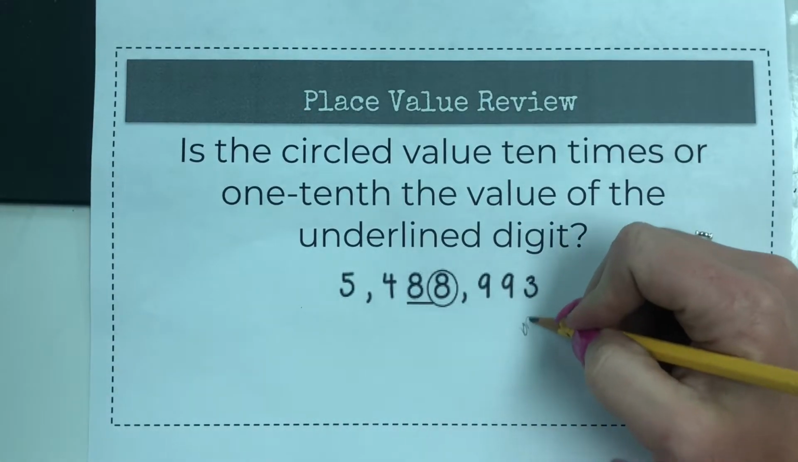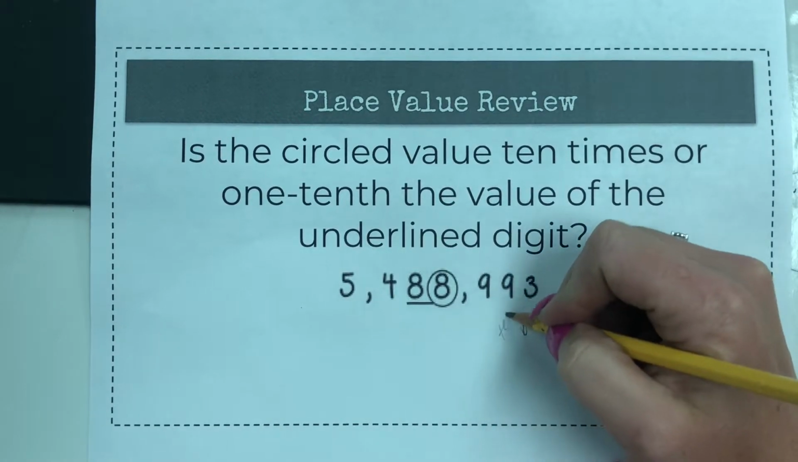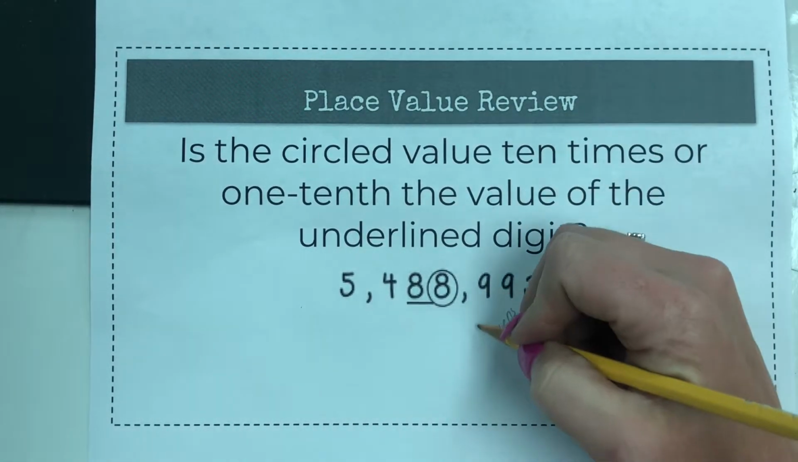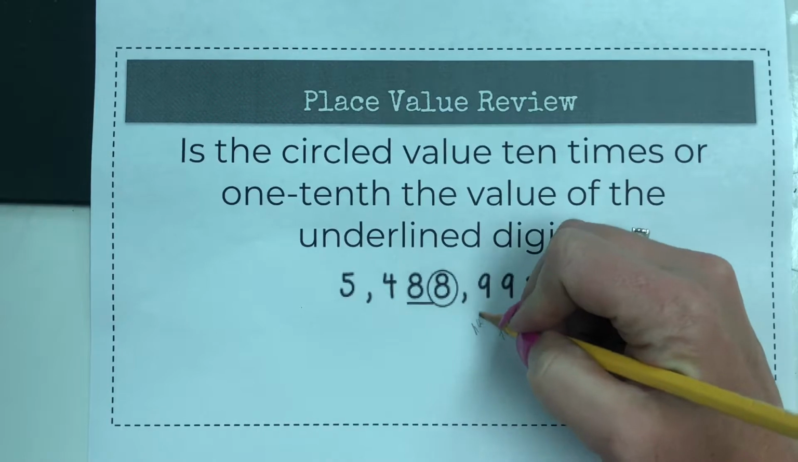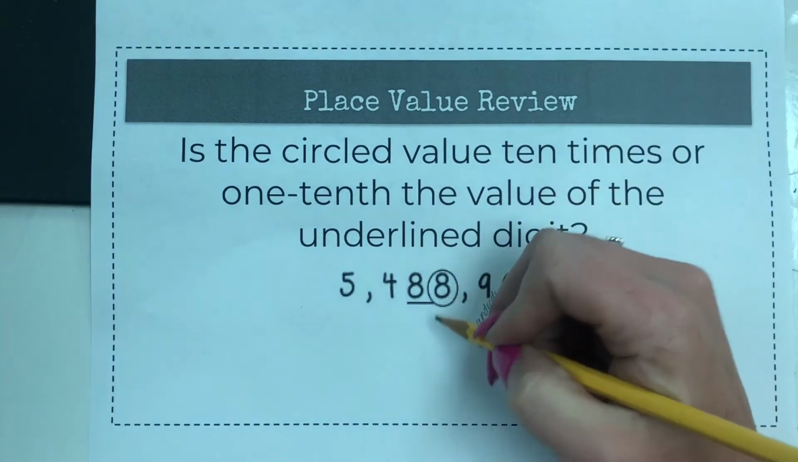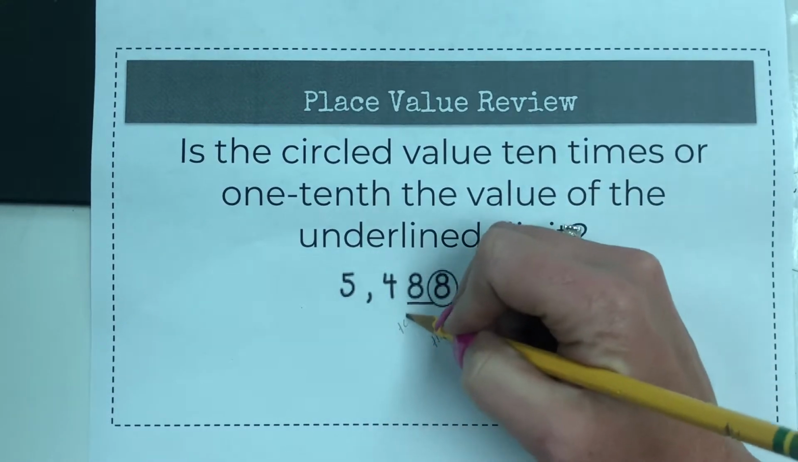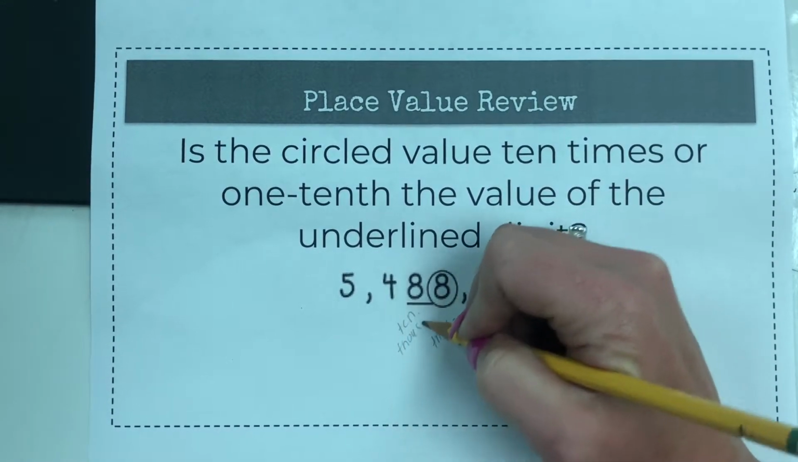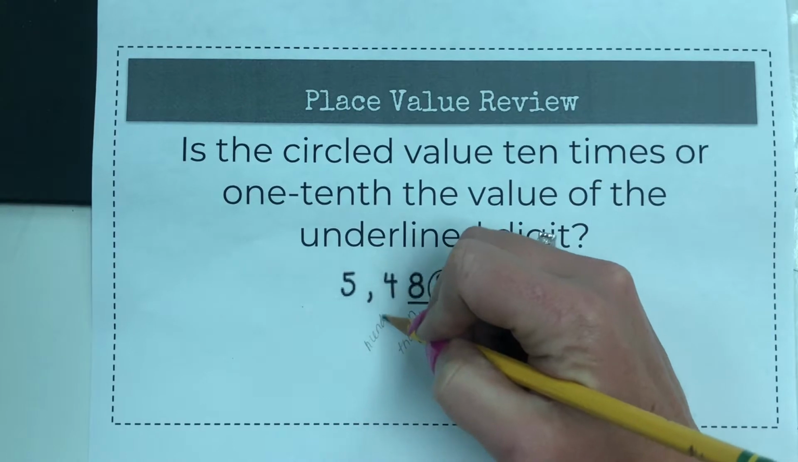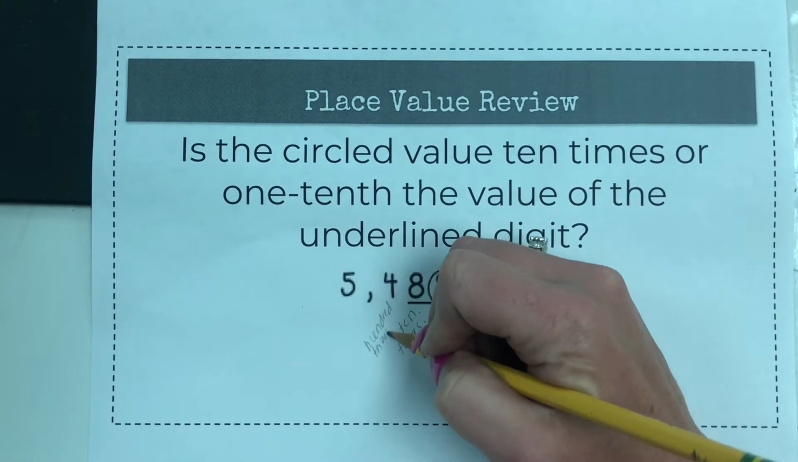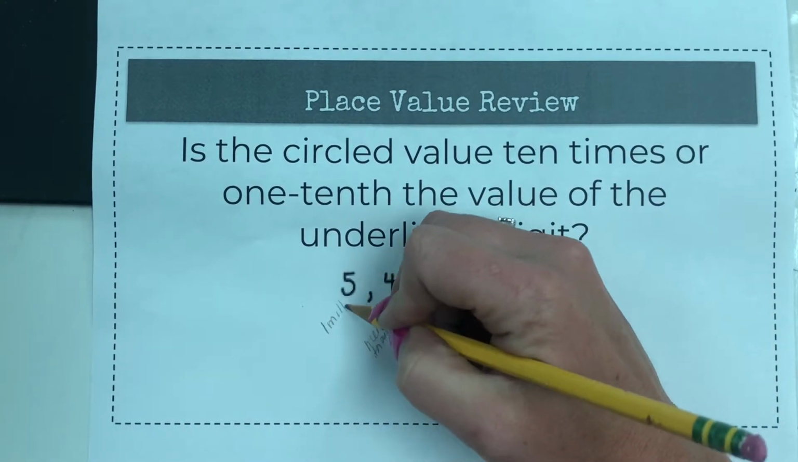So this is my ones family. This is my tens. This is my hundreds. This is my 1,000s. This is my 10,000s. And this is my 100,000s. And then this is my 1,000,000s.